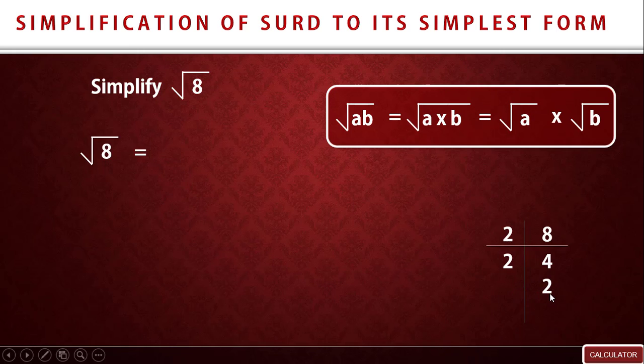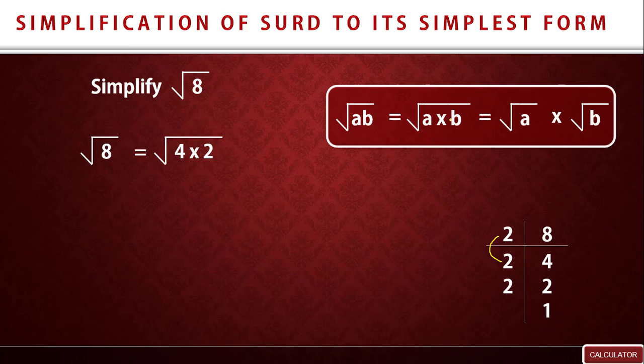Then let's see, can 2 go in this 2 again? Yes, 2 can go to produce 1. That means what we now have is 2 times 2 times 2 to give us 8. So we can combine 2 of them to form a perfect square number. If we combine this 2 and 2, that is 2 times 2 to give us 4, and 4 is a perfect square number. So we can break our 8 to be 4 times 2. So we now have the square root of 4 times 2.